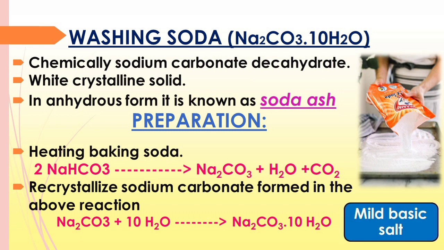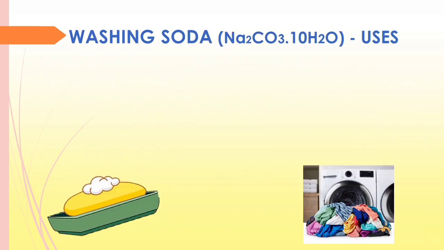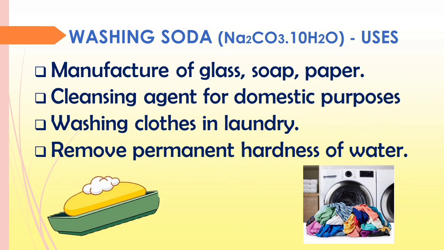Let's understand the uses of washing soda. As the name suggests, it is used for washing of clothes. It is a constituent of soap powders. So washing soda is a cleansing agent in domestic purposes and in laundry. It's also a raw material in the preparation of glass, soap and paper. Washing soda helps in removing permanent hardness of water.